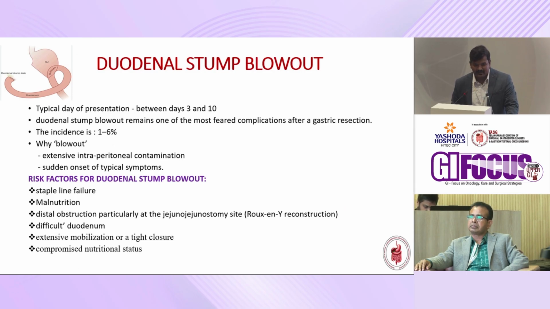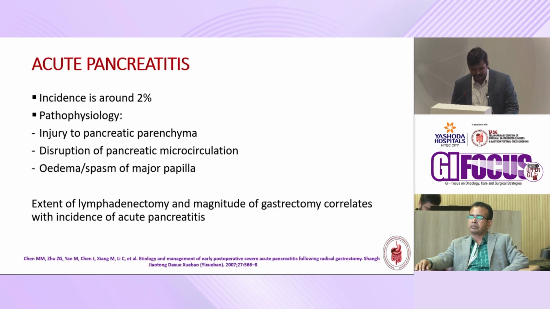So this is also similar to anastomotic leak, where you use an undersized stapler or it misfires, or you overshoot the stapler. Other risk factors are any distal obstruction at the JJ anastomosis site, a difficult duodenum, any previous peptic ulcer or cicatrized duodenum, extensive mobilization, or an extensively tight closure. All these are the risk factors for the duodenal stump blowout.